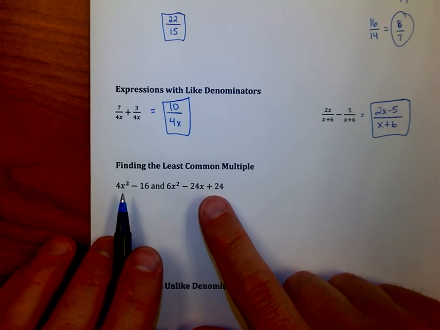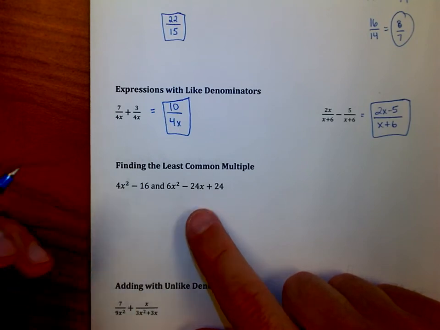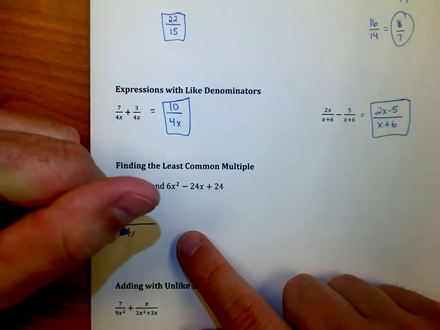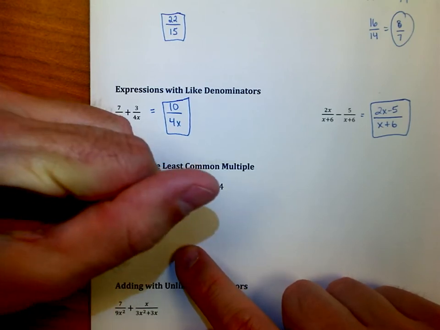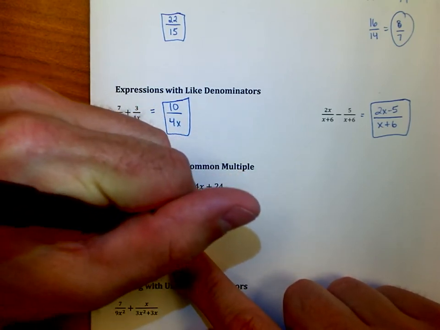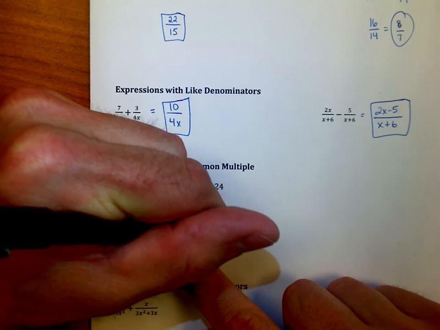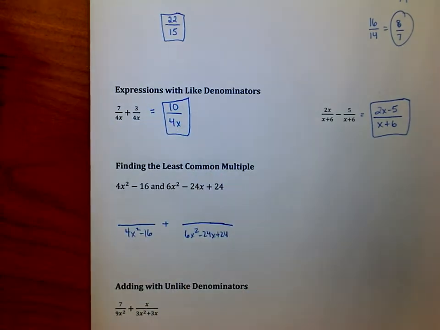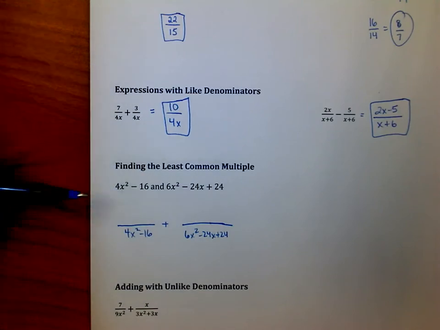What if these were your denominators? And so what I'm saying is, what if we had a problem and I said this one's 4x squared minus 16 and this one is 6x squared minus 24x plus 24, and I said add those together, and I wanted to know the smallest thing that they went into. That's the key here. That's what we're doing in these problems. So in this, when it says find the least common multiple, here's what we're going to do.